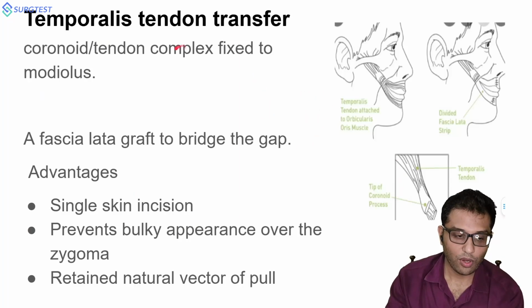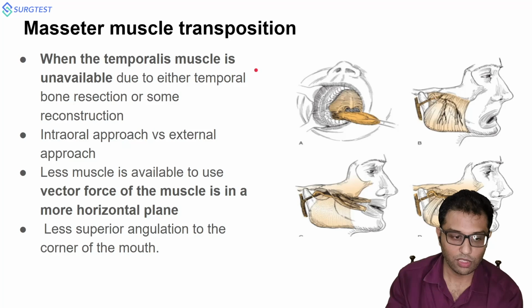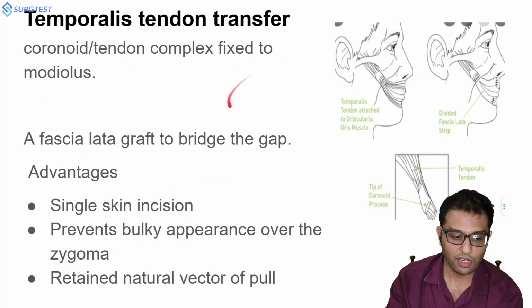Now, another technique is a temporalis tendon transfer. That is the full coronoid complex, where the temporalis muscle tendon is attached. It is taken and sutured to the modiolus, that is the angle of the mouth. If there is any gap in that area, a fascia lata graft can be used to bridge that gap. So the full coronoid tendon complex is fixed to the modiolus. So it is also a technique apart from temporalis muscle transposition and masseter muscle transposition. Just remember that temporalis tendon transfer is also a technique where the full complex is taken to the modiolus.